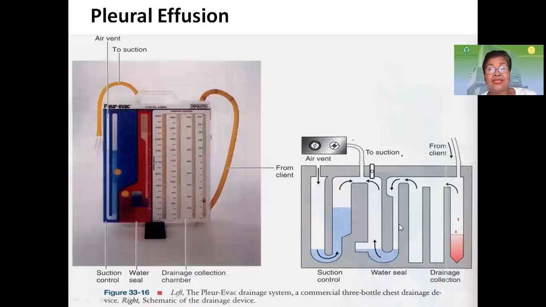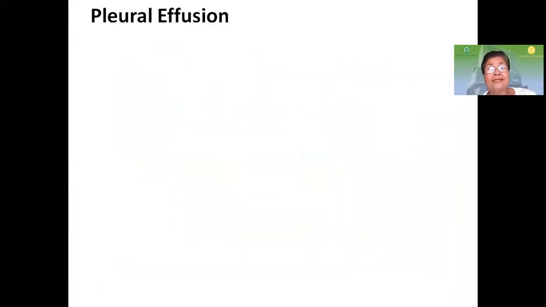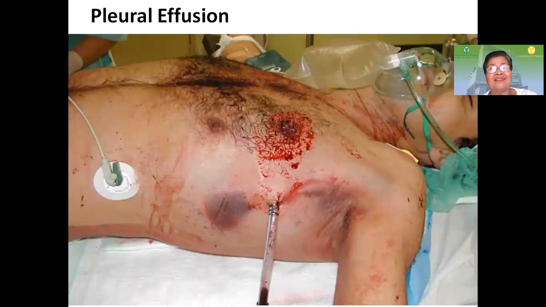So we have the drainage collection, the water shield, and the suction bottle. Okay? Pero in our government hospital, kung wala silang plurivac suction, gagawa na lang sila ng 1 bottle, 2 bottle system. Alright? At ayan ang itsura ng pasyente natin na nakatubo. Makita mo, saan nga ang insertion? Ang insertion, mid-axillary line or anterior axillary line, about 4th or 5th intercostal space.